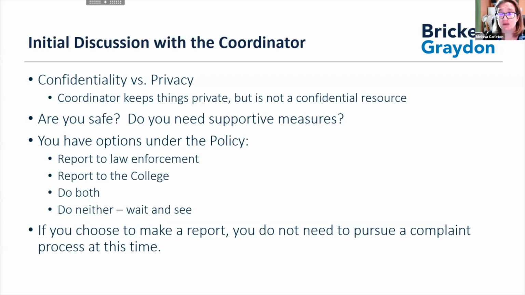And if you choose to make a report, you don't have to pursue a complaint right now. In other words, a person can say, I want to tell you what happened. I want you to keep it on file, but I'm not ready to go through this whole investigation yet. I'm not in a place. Maybe I'm going to go talk to a counselor for 6 months and then I'll be ready to go through an investigation. That's fine. That's an okay choice too.